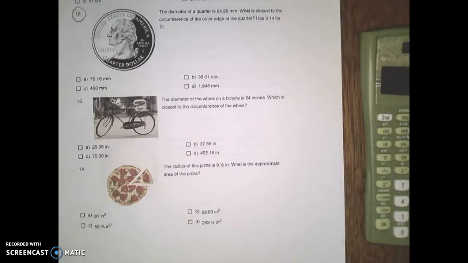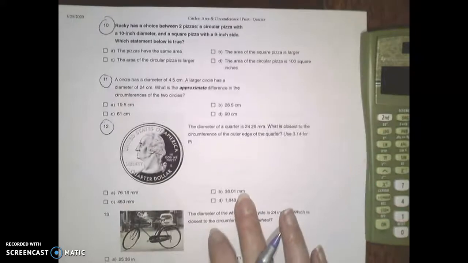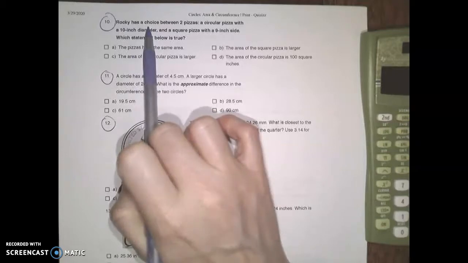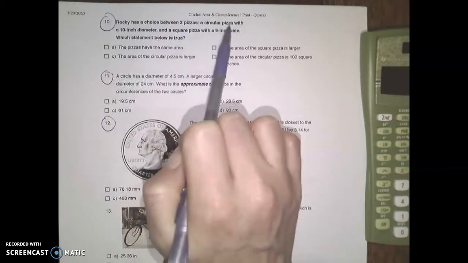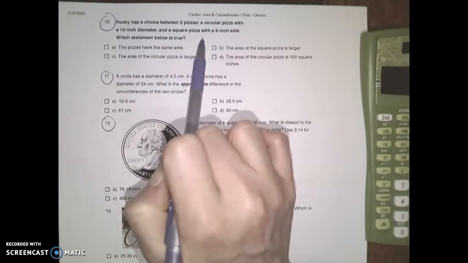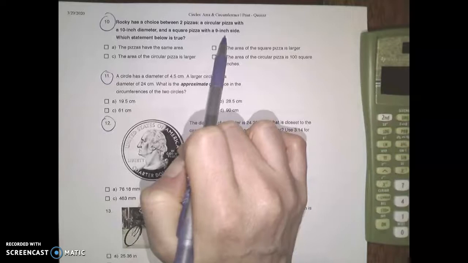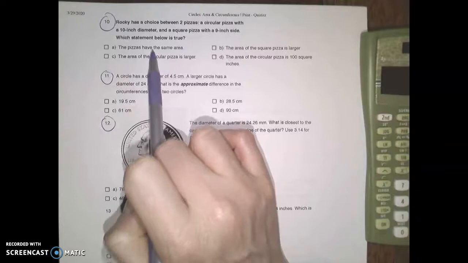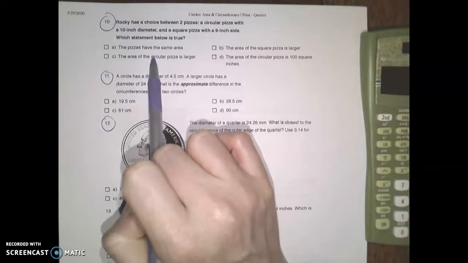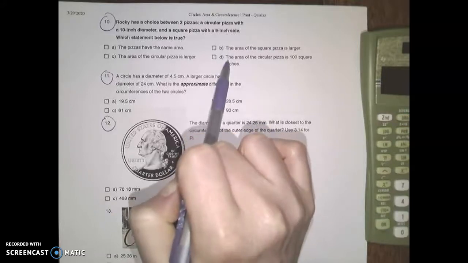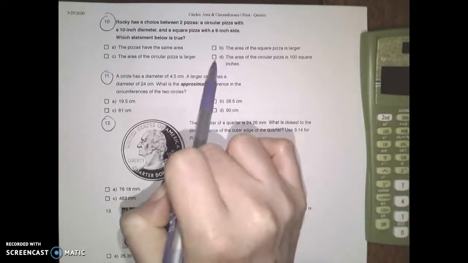All right. The other couple that I wanted to go over. Number 10. Rocky has a choice between 2 pizzas. A circular pizza with a 10-inch diameter and a square pizza with a 9-inch side. Which statement is true? The pizzas have the same area, the area of the circular pizza is larger, the area of the square pizza is larger, or the area of the circular pizza is 100 square inches.